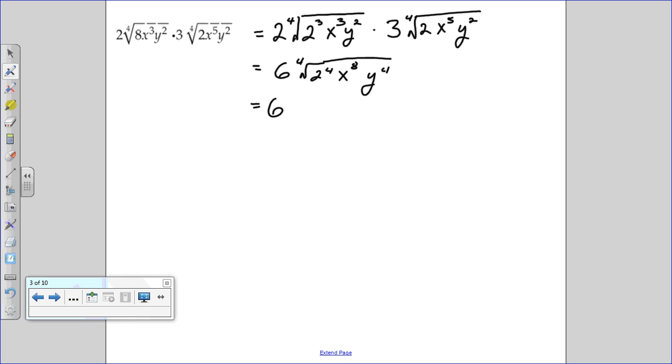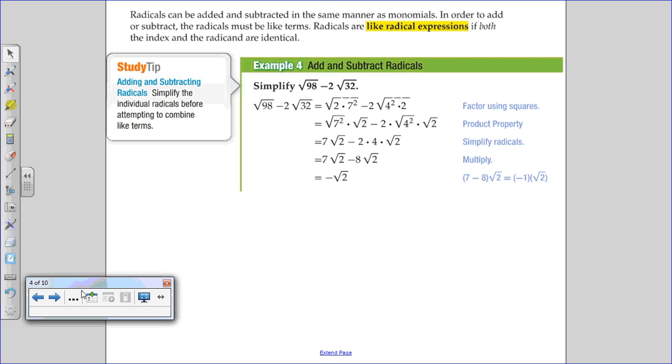The fourth root of 2 to the fourth is 2. The fourth root of x to the eighth is x squared. The fourth root of y to the fourth is y. And so I end up with 12x squared y. That's basically multiplying. Next, we're going to be looking at adding and subtracting with these radical expressions. When we're adding and subtracting, before we can combine, we have to have like radical expressions.